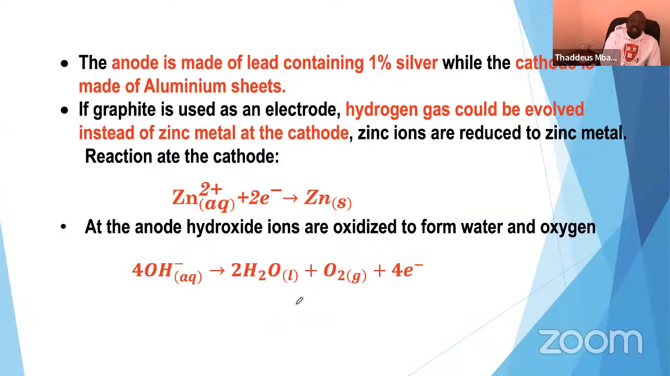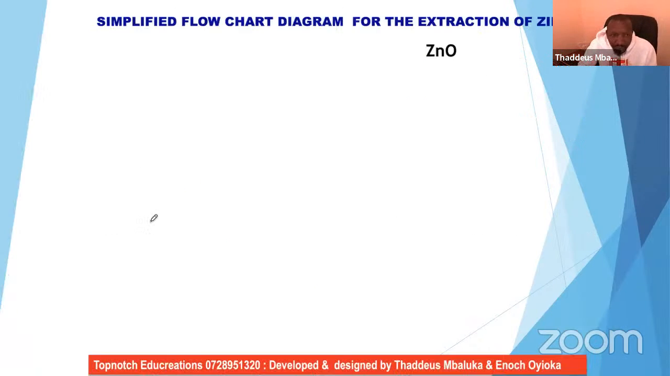But now, because we are using aluminum and lead and silver, at the cathode, zinc is discharged as solid zinc. Then at the anode, hydroxide ions are oxidized to form water and oxygen gas. Again, this information is a little bit advanced because you have not done electrochemistry. So you'll understand more when you deal with electrochemistry. But you can be told to draw the diagram.